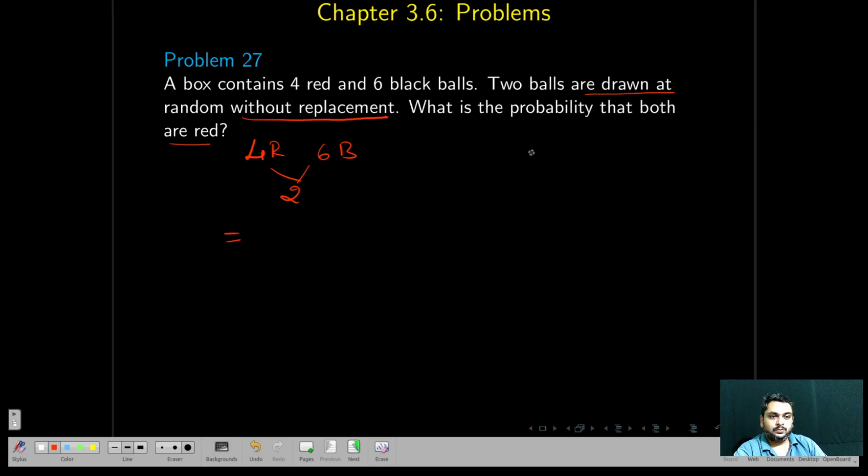Now, what is the probability that both are red? So, denominator, how many possible combinations are the total outcomes? Out of 10 balls, I have to choose 2 balls. Now, both should be red, so I have to choose from red only, right? 4C2 over 10C2, which comes out to be 6 by 45, that is equal to 2 by 15.